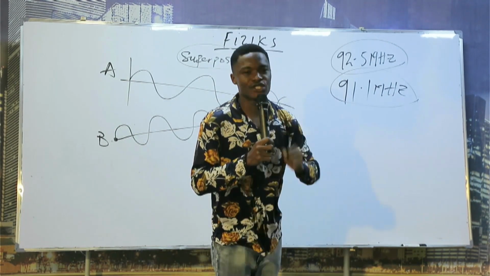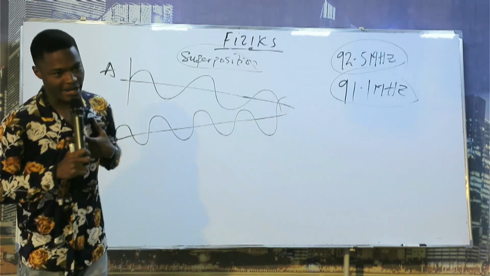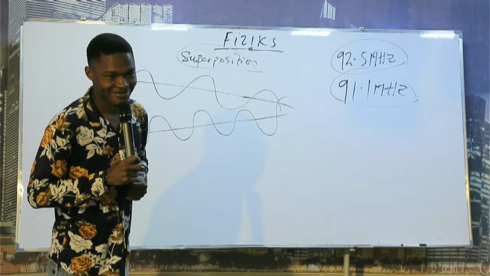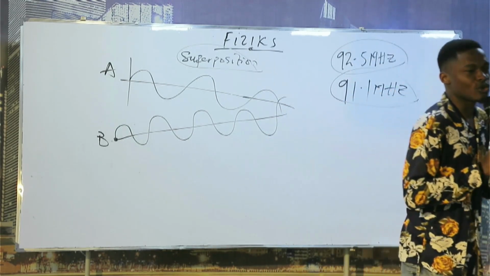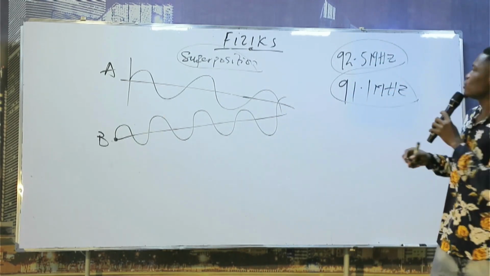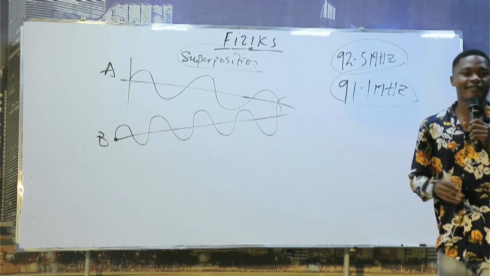Now, imagine a situation where I want to have my own radio channel, Prime FM. Yes, I want to have Prime FM. And then I go to the association that assigns frequencies, and I tell them, please, I want to have my channel.